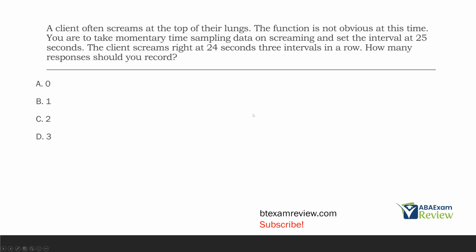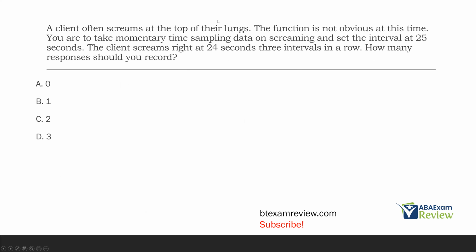A client often screams at the top of their lungs. The function is not obvious at this time. You are to take momentary time sampling data on screaming and set the interval at 25 seconds. The client screams right at 24 seconds, 3 intervals in a row. How many responses should you record?